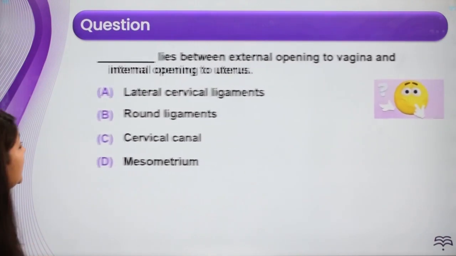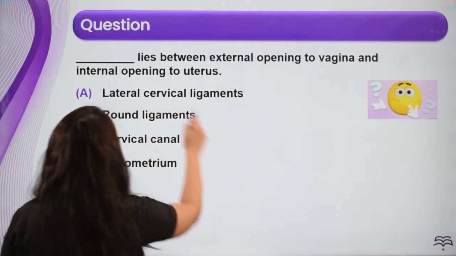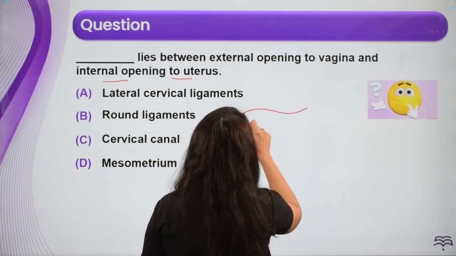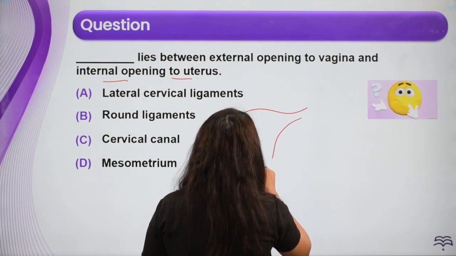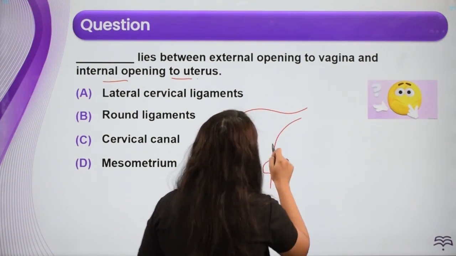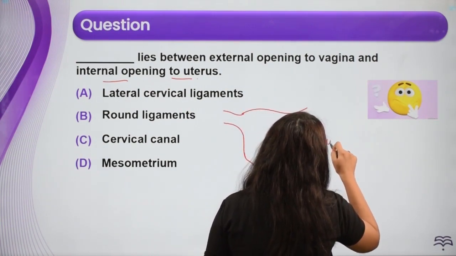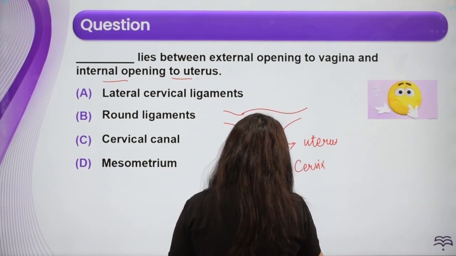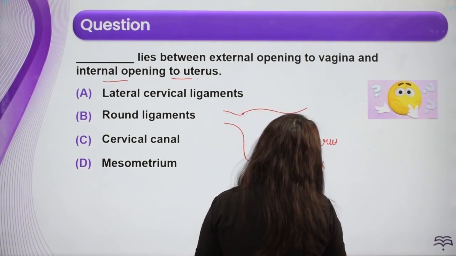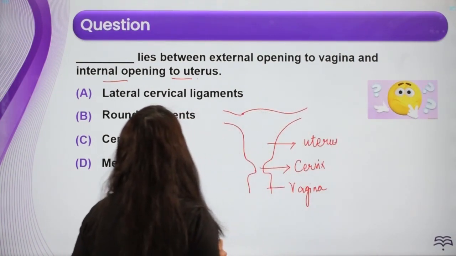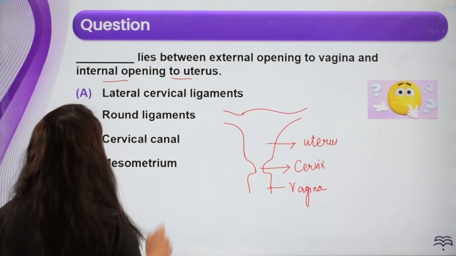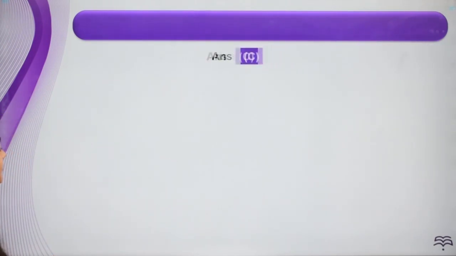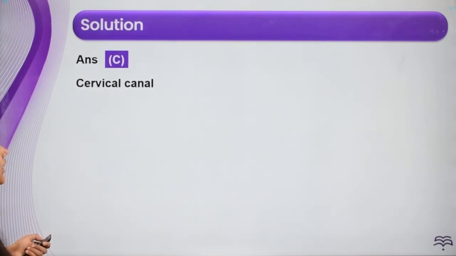The next question is, dash lies between the external opening to the vagina and the internal opening to the uterus. We saw such a diagram. This is the uterus, this is your cervix, the cervical canal. The canal is called the cervical canal, the region is the cervix, and this opens into the vagina. The question asks what lies between the external opening to the vagina and the internal opening to the uterus. The answer is cervical canal, right? We understand from the diagram.